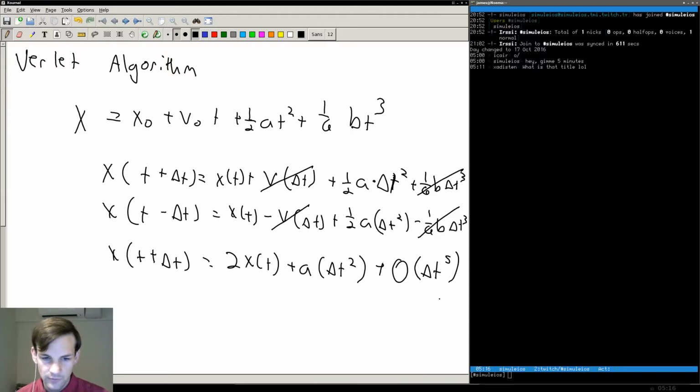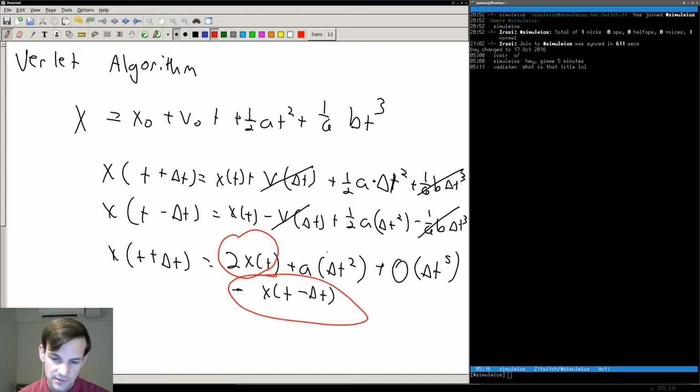Then we need to subtract out x of t minus delta t. So we have the current position. Oh, here, let's circle these in red. We have the current position, the previous position, the acceleration, and that's it.